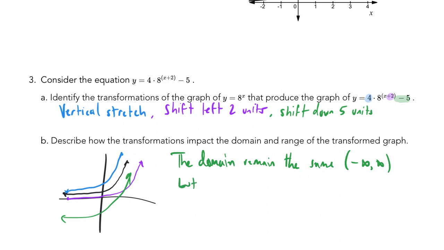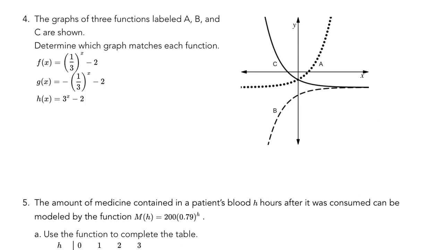But the range will now be negative 5 to infinity, not 0 to infinity. So there's how it will impact it. Let's see what else to talk about.